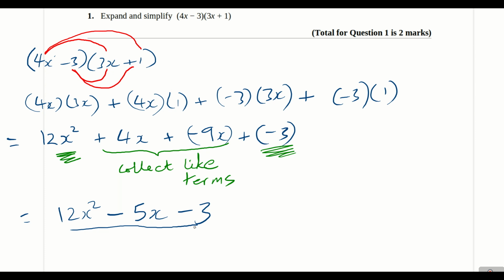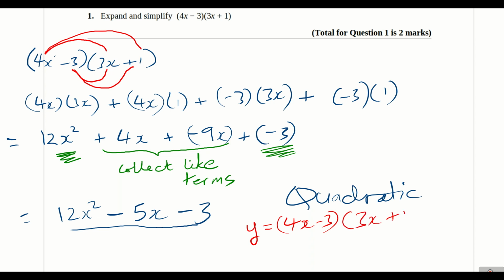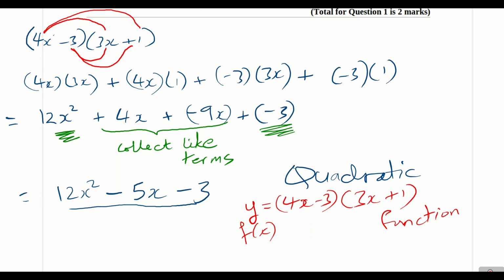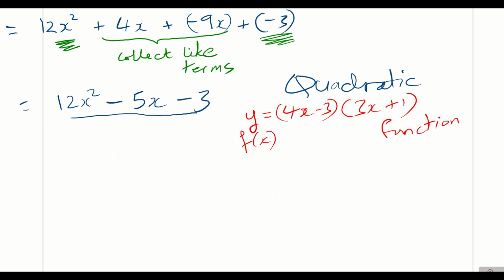Because it's got an x squared in it, it's a quadratic. Okay. Now, any expression that's got a squared as the highest term, we call a quadratic expression. Now I could, if I wanted to, define y as equal to 4x minus 3 times 3x plus 1. What I've done now is I've defined a function, and I could call that y, or I could call it f of x. And it might be useful to know what the graph of that function will look like.